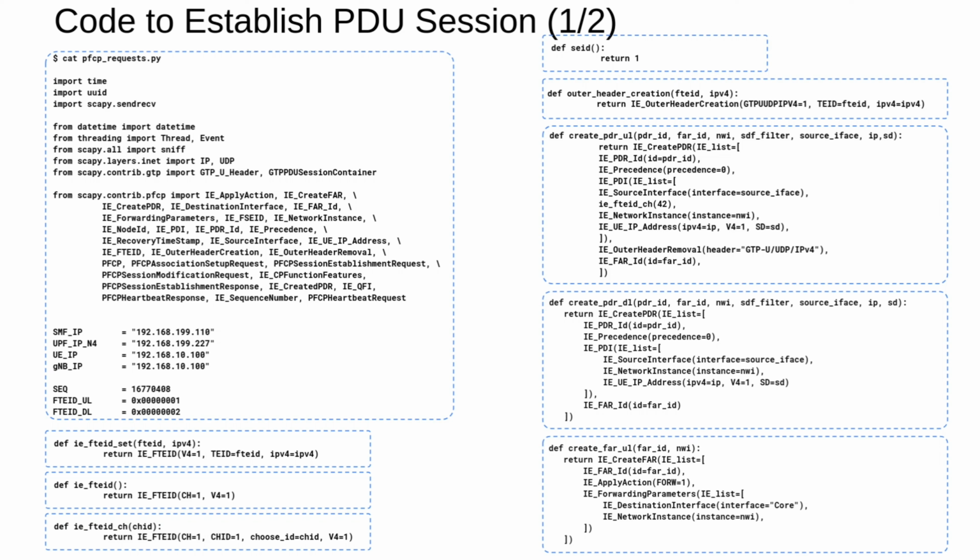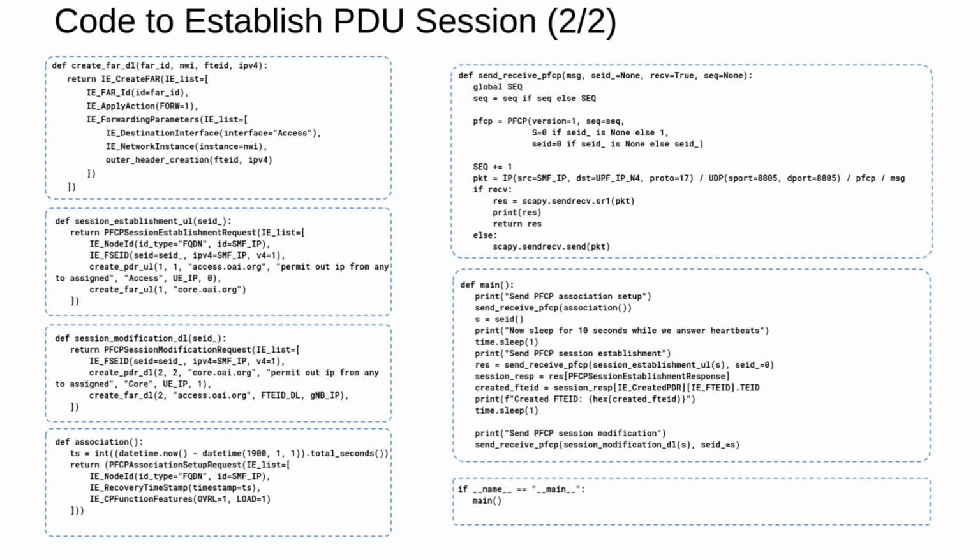In this implementation, a Python script is utilized to mimic the control plane functionality by initiating and managing PDU sessions. This Python-based method allows for a lightweight and flexible approach to testing and simulating different aspects of 5G network behavior without relying on a fully deployed control plane infrastructure. Let's now run the setup.